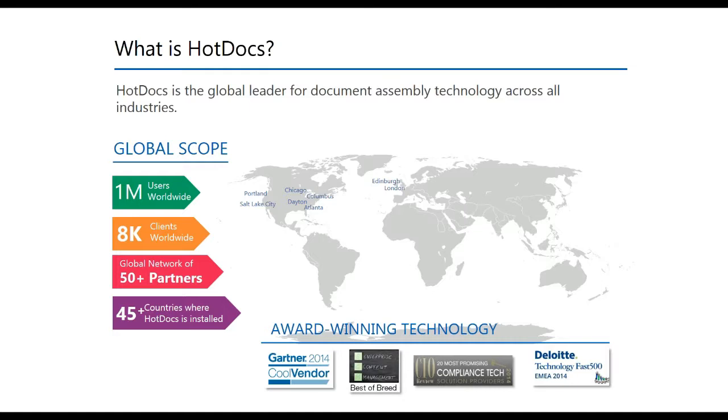Our corporate ownership is in Edinburgh, Scotland, but we have offices in Chicago, Columbus, Dayton, Ohio, I'm actually here in Dayton, Atlanta, Portland, and Salt Lake City. And Salt Lake is where our software engineers reside. There are over 1 million users using HotDocs today. We have 8,000 clients worldwide and a global network of 50+ partners. HotDocs is installed in over 45 countries around the world, and we have awards from a variety of organizations recognizing the power of the HotDocs software.